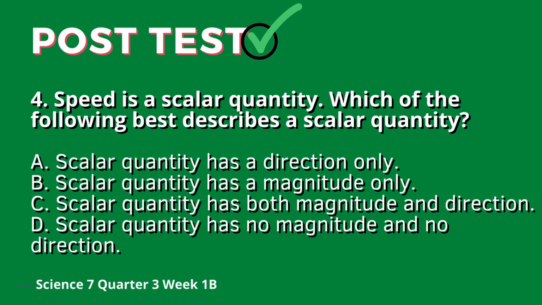4. Speed is a scalar quantity. Which of the following best describes a scalar quantity? A. Scalar quantity has a direction only. B. Scalar quantity has a magnitude only. C. Scalar quantity has both magnitude and direction. D. Scalar quantity has no magnitude and no direction.